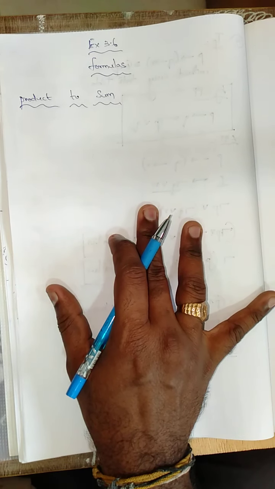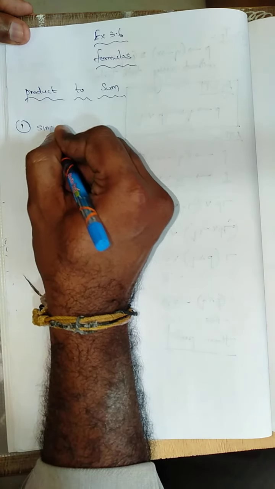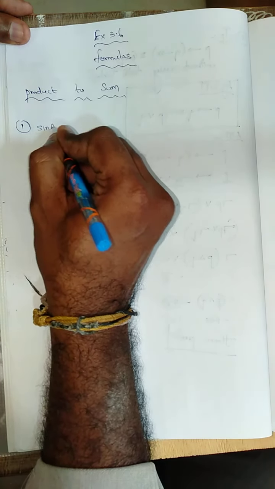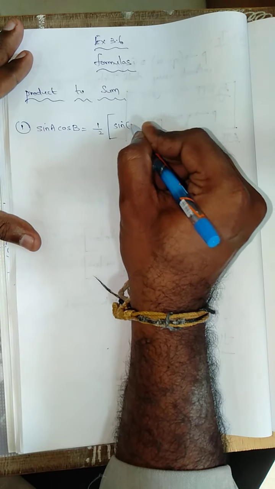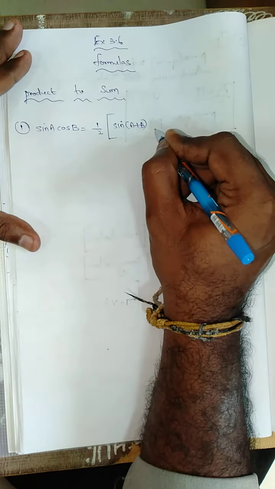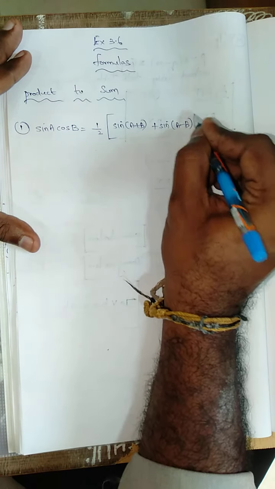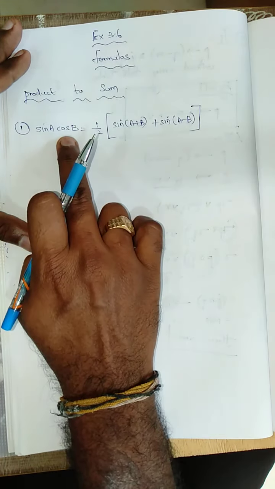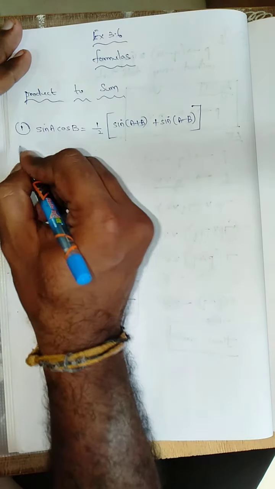The first formula is sin A cos B. Sin A cos B is nothing but 1 by 2, open the bracket, sin A plus B plus sin A minus B. This is the first formula we need to study: sin A cos B is equal to 1 by 2 sin A plus B plus sin A minus B.